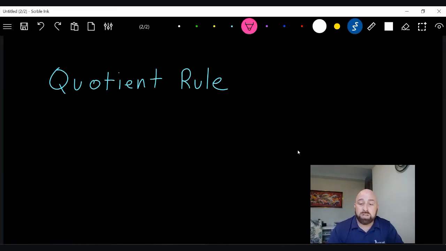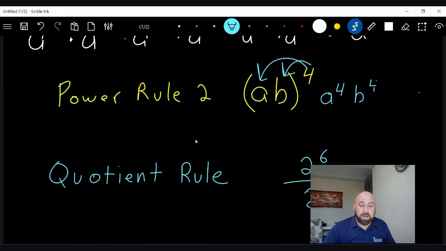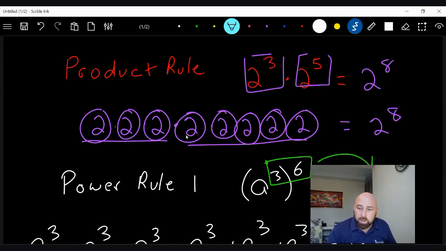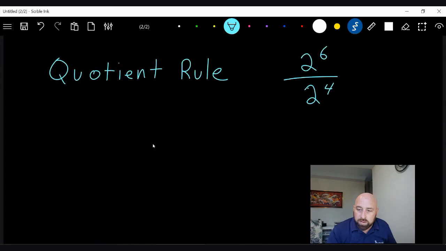Okay? So here's what this one looks like. If I have like 2 to the 6th power divided by 2 to the 4th power, what I'm going to do is, remember what we did with the product rule. We added right there, right? Okay, to get 8. Well, with the quotient rule, we're just going to subtract. In other words, 6 minus 4, and 6 minus 4 is 2. So we're going to get 2 squared.